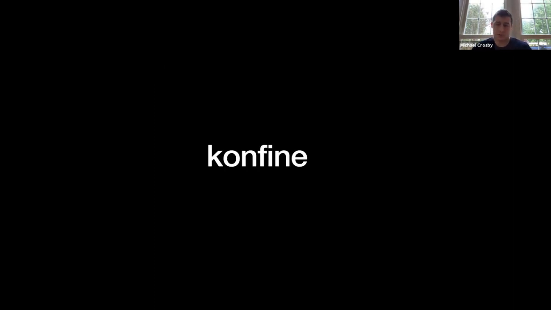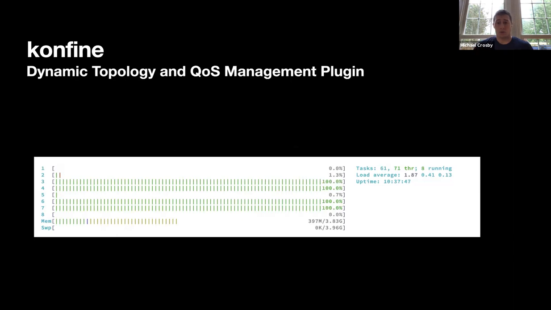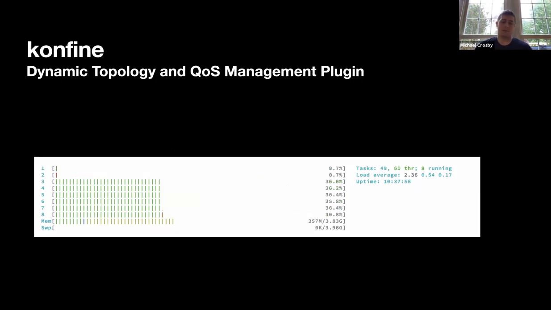So during this work, I worked on this confined plugin with a K for kube. And what it does is dynamic topology management in QoS. So as pods and workloads are scheduled on the system, they're labeled with their QoS class. And depending on whether they're latency sensitive, they get placed on entire cores.